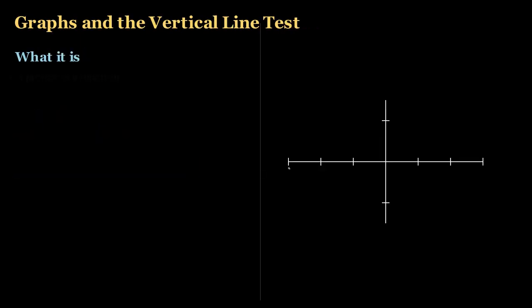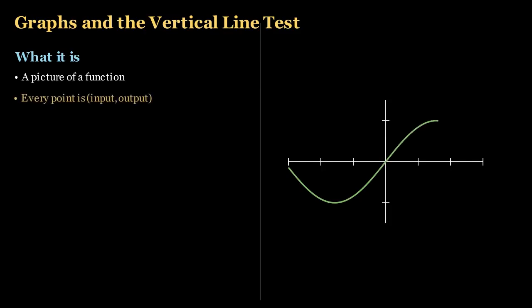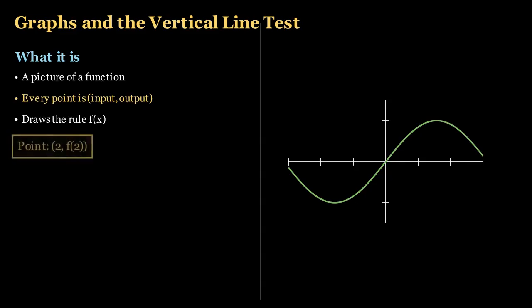A graph is simply a picture of a function. You already know a function is a rule that takes an input and gives exactly one output. To draw that rule, we make a dot for every input-output pair. The horizontal position of the dot is the input, x, and the vertical position is the output, f of x. So the point is always x, f of x. When you plot enough of these points, they join up to form a line or a curve. That curve is the graph of the function. It shows the whole rule at a glance, like a map of where every input lands.